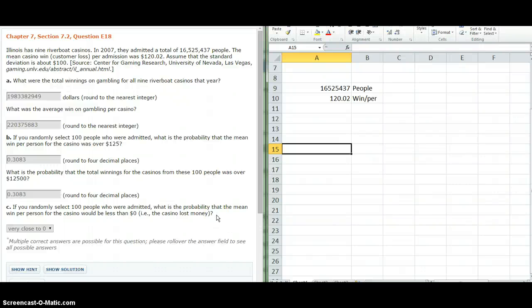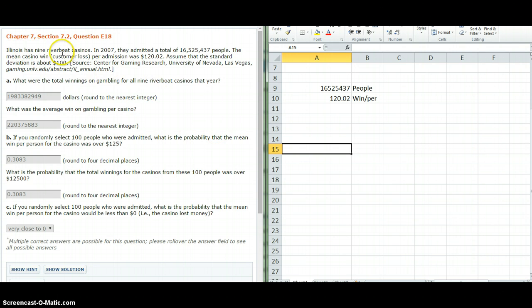Section 7.2, question E18. This starts to get into some pretty abstract concepts. I strongly recommend that you try example 7.5 in the book first. Go through that on your own. I'm sure you will have some questions as you go through it, and then come back to this problem. Once you're ready, though, let's take a look at what we're being asked here.